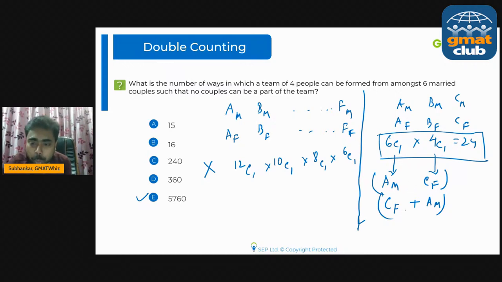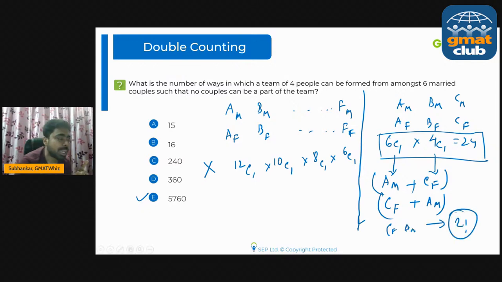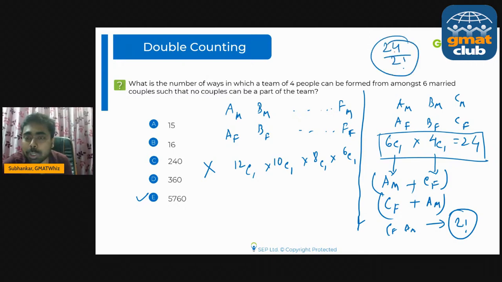Can I say if I have two people, CF and AM, I definitely arrange them in two factorial ways. Since you can arrange them in two factorial ways, you are doing two factorial number of multiple counting. So to correct it directly, without using any method, you can simply divide by that number: 24 divided by 2 factorial, and you get your answer, which is 12, the correct answer here.